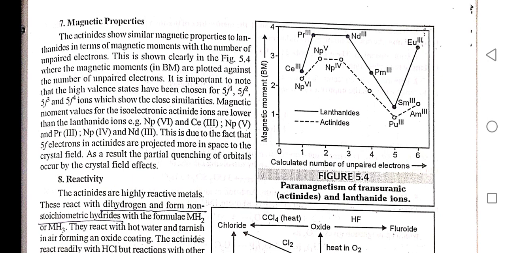This is due to the fact that 5f electrons in actinides are projected more in space to the crystal field. As a result, the quenching of orbital angular momentum occurs by the crystal field effect.